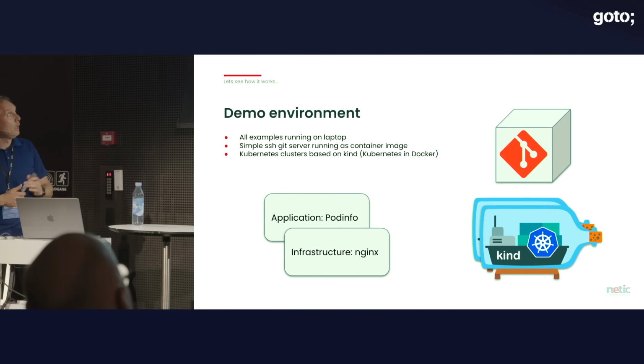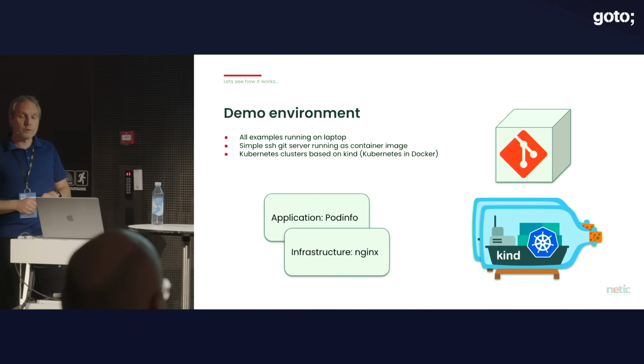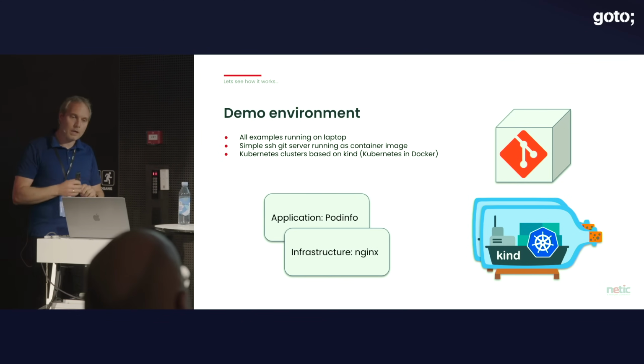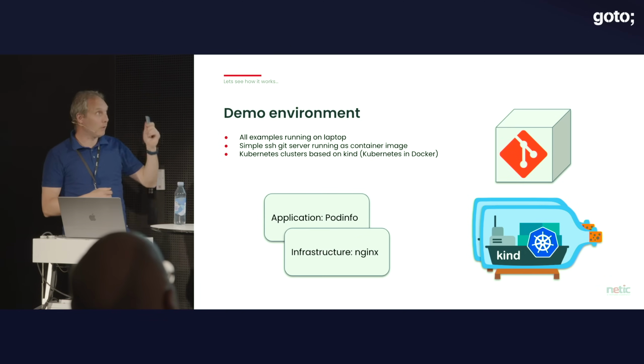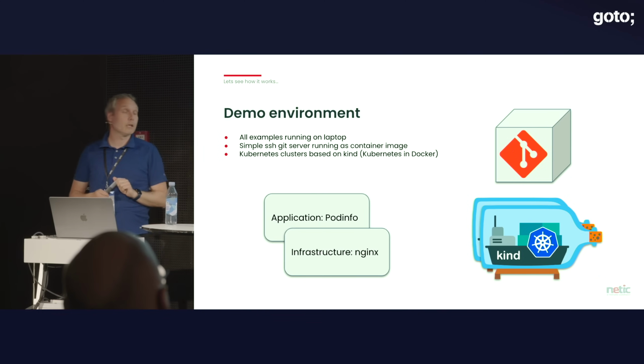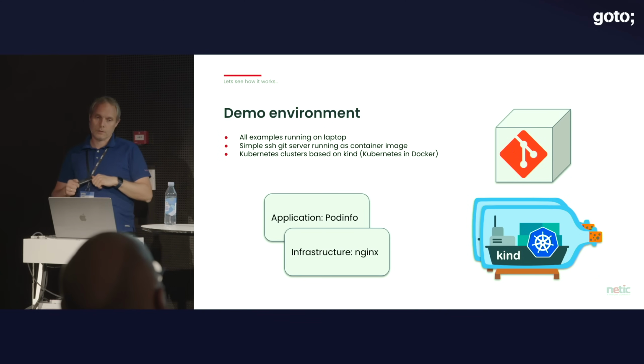So before moving on to the more complex example, I just want to introduce the demonstration environment here. I'm going to show the simple example for a start, and for the sake of demonstration, I have created a very, very simple Git server. It's basically just a container with an SSH daemon running Git.